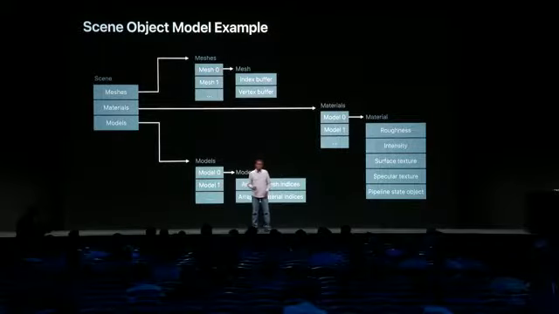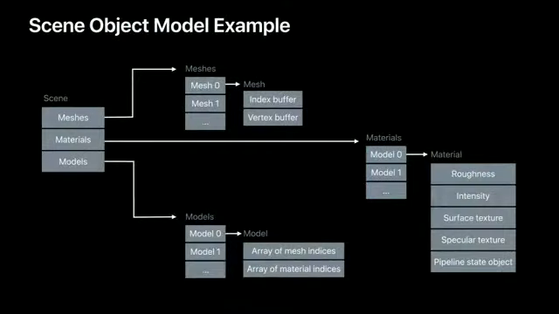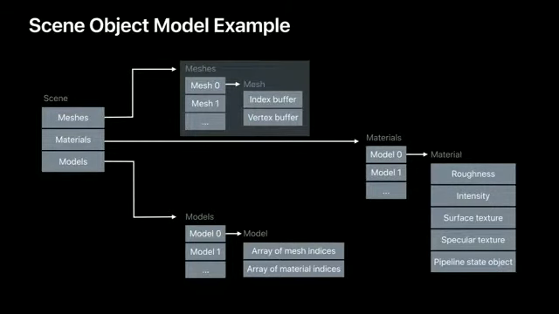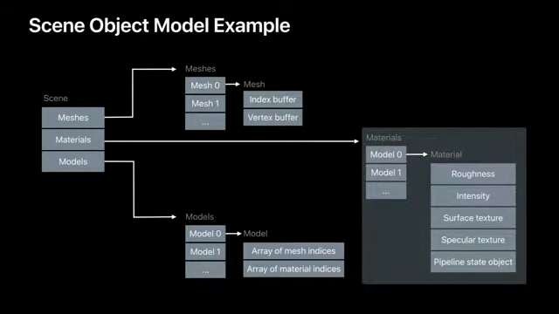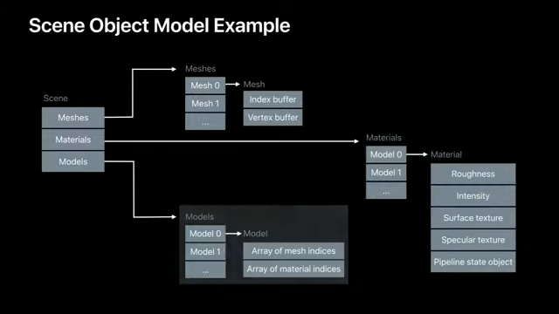Now, the first thing that we need is access to scene data. So what does scene data usually consist of? First, meshes. Here, meshes is an array of mesh objects, each describing its geometry. And materials is an array of material objects, each with a set of material properties, any textures it needs, and the pipeline state object that describes the shader pipeline. And the scene also consists of an array of models.